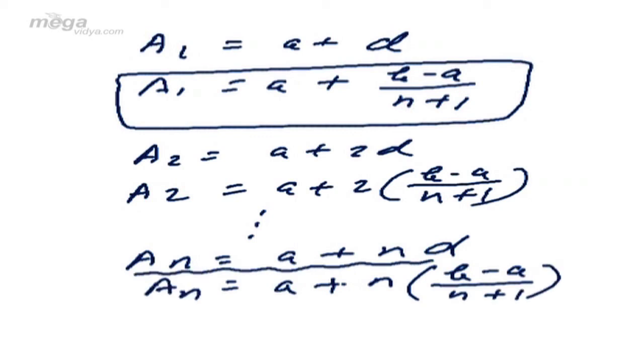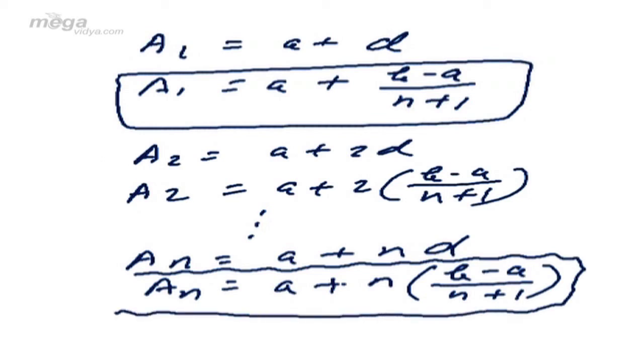This is the nth arithmetic mean between the two terms, and this is the method to insert n arithmetic means between the two terms.